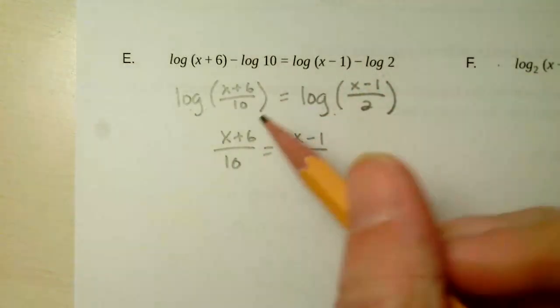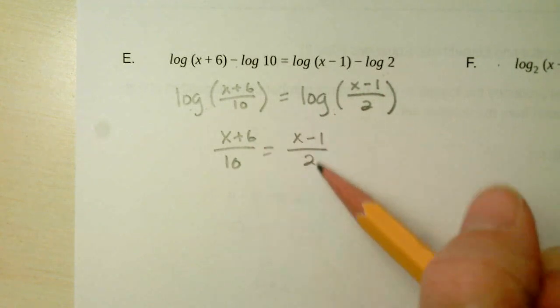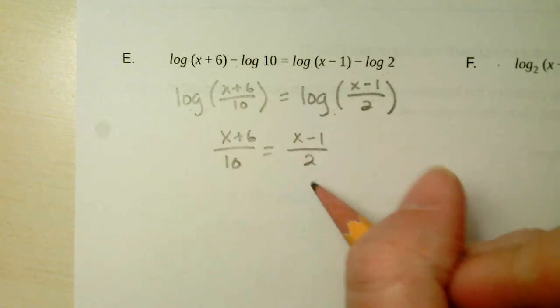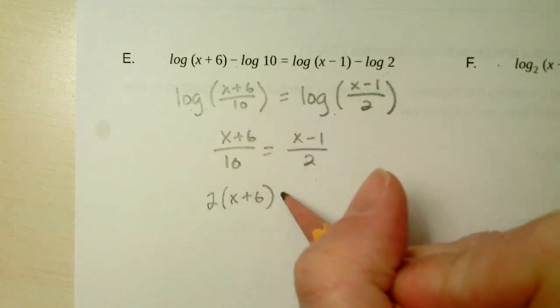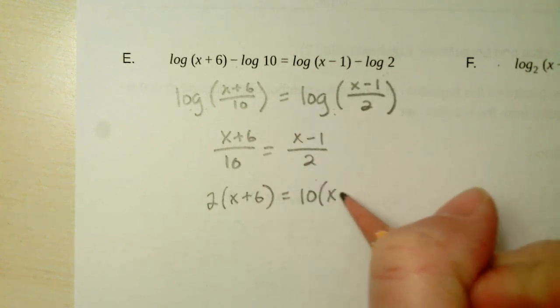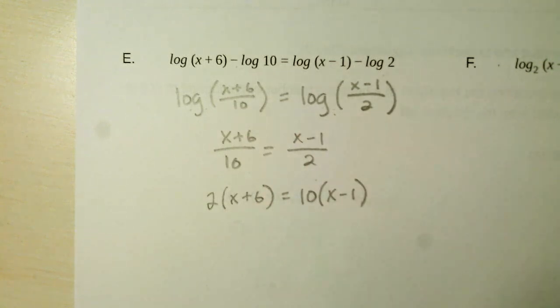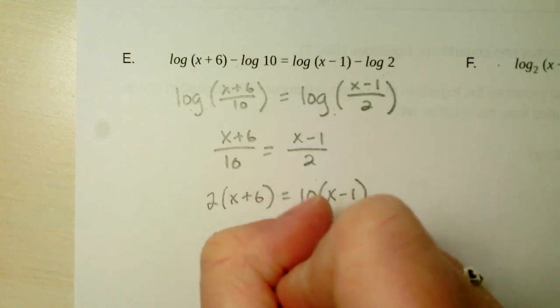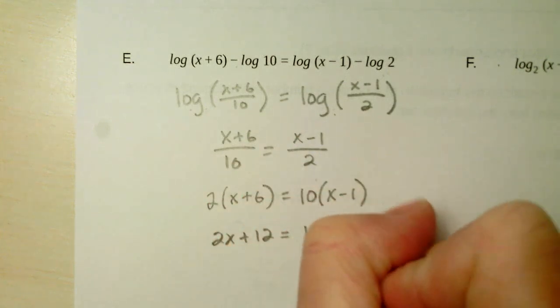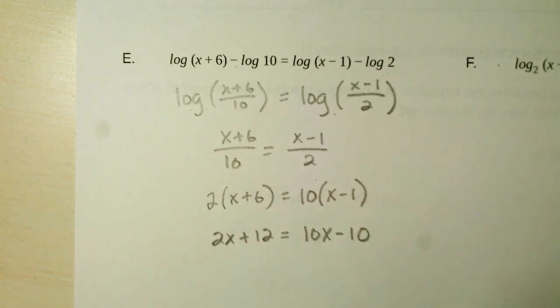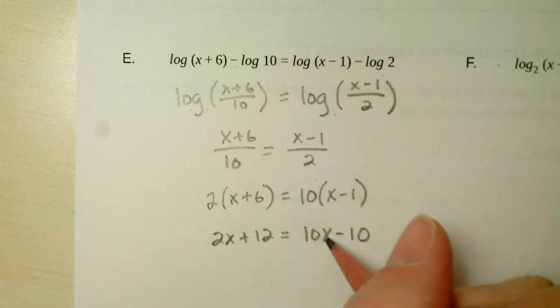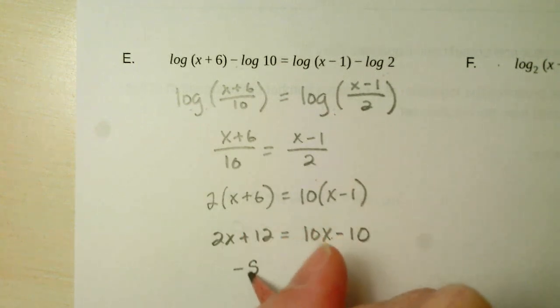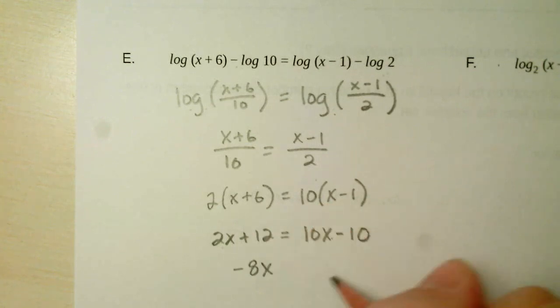Okay, I have two rational expressions set equal to each other, so I cross multiply. 2 times (x plus 6), okay, I'm multiplying that way, is equal to 10 times (x minus 1). Using the distributive property, I get 2x plus 12 equals 10x minus 10. I always move my x's to the left, my constants to the right. 2x minus 10x is going to give me negative 8x. I'm going to have to subtract 12 from both sides.